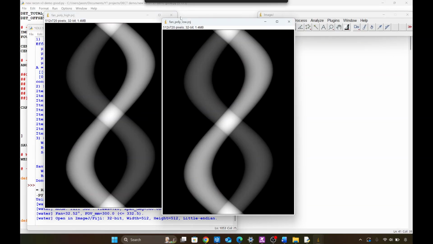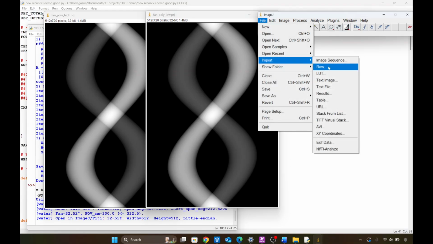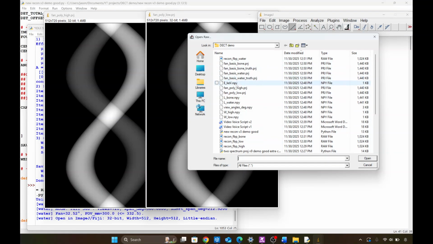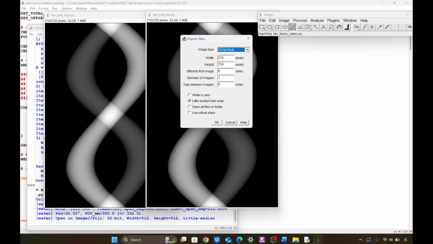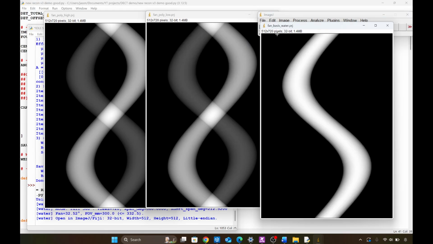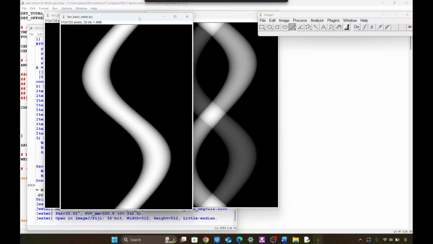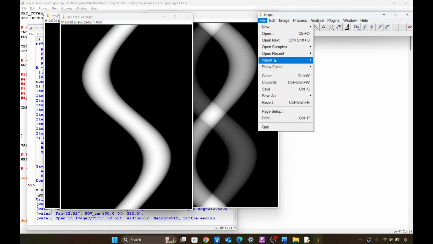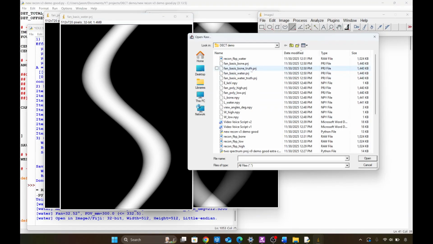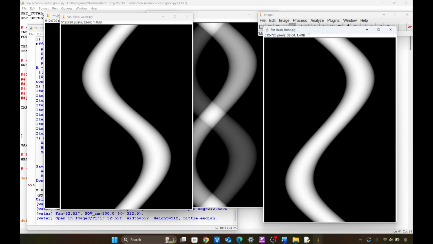And then we use the decomposition to differentiate the bone and the water insert. So we have the water-based decomposition projection, and we can see it nicely picks only the water insert. And similarly, for the bone decomposition, it nicely picks up the bone insert only.